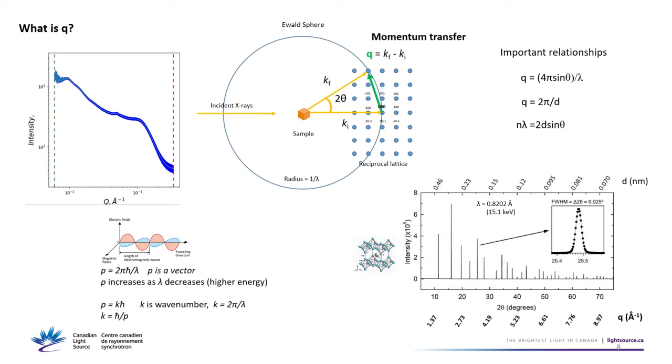Q is just that difference there, and you can express it in terms of this equation here that relates the scattering angle and wavelength to Q. It's also related to Bragg's law by this other equation here, 2 pi over d. So this is what Q is. Normally powder diffraction is expressed in 2 theta versus intensity, but you can also plot it as Q versus intensity or as D versus intensity. They're all just related to each other. But for most of this talk, the scale on the bottom is going to be Q, and sometimes it'll be 2 theta. But that's what that is.